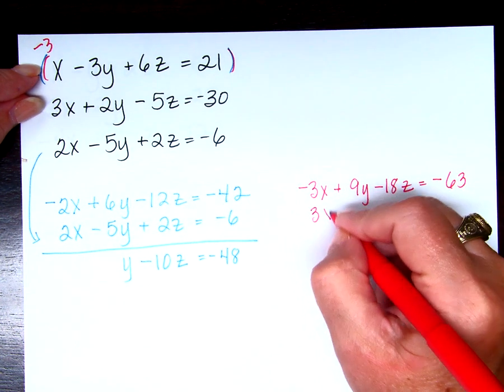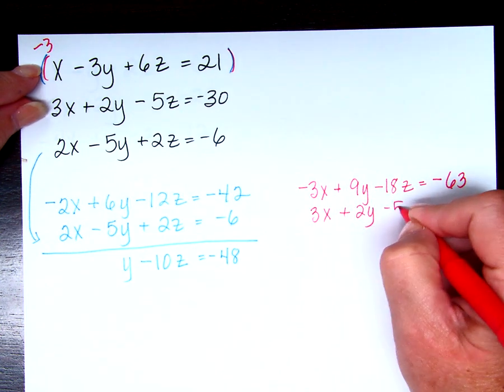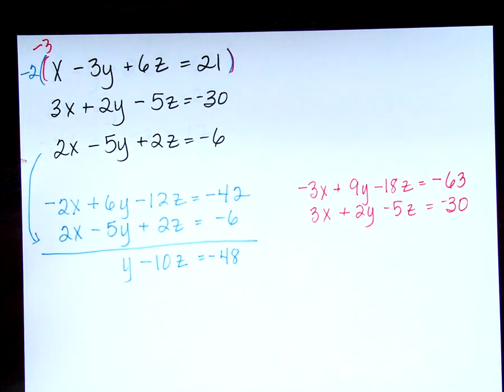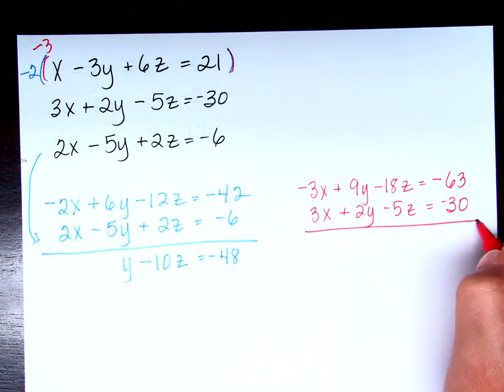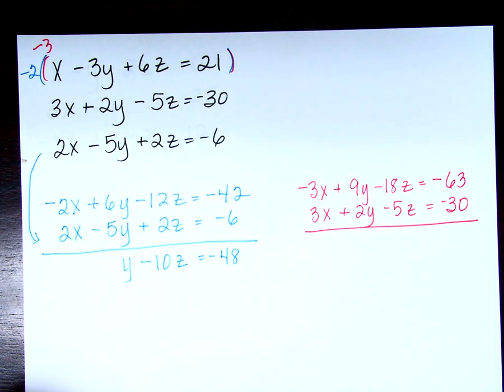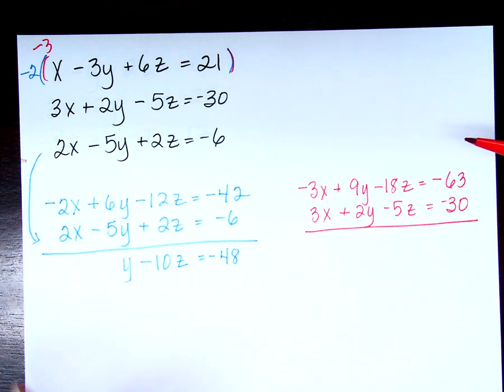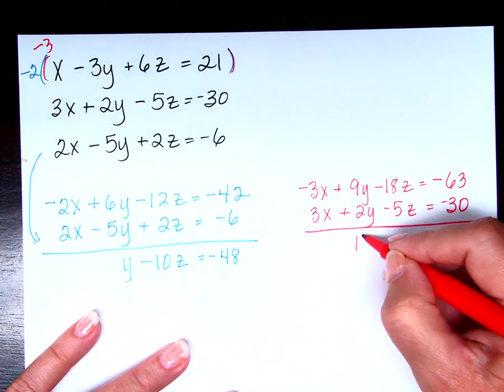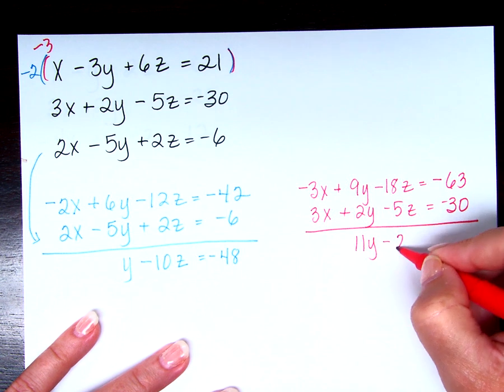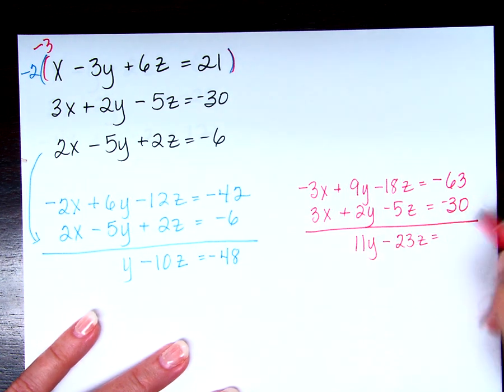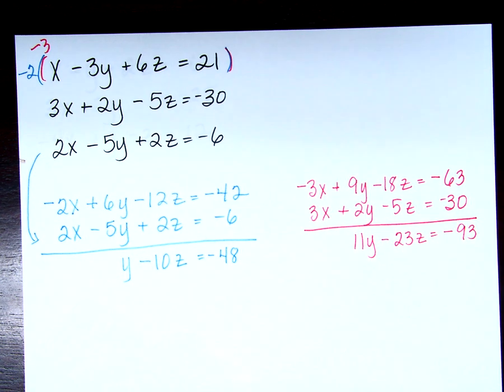And then I'm just going to rewrite that middle equation right here so it's close. Now what do I do? The x's cancel each other out. Yep, I'm combining, right? So negative 3x and 3x, 0. That was my goal, to get the x's to eliminate. 11y. Negative 23z equals? Very good. Negative 93.